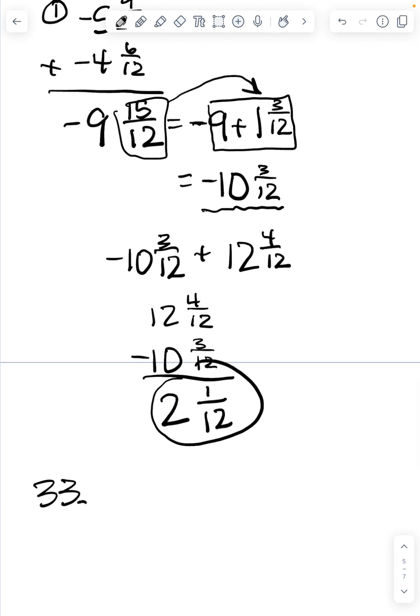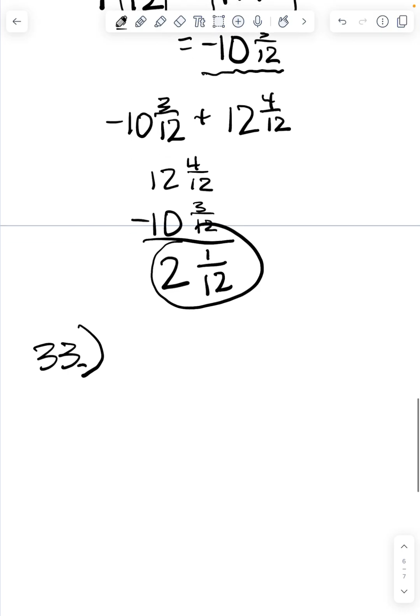Number 33. If the temperature is 1/2 degrees Fahrenheit and drops 4/5 degrees Fahrenheit, what is the new temperature? So it's 1/2 minus 4/5. Okay, common denominator would be 10.